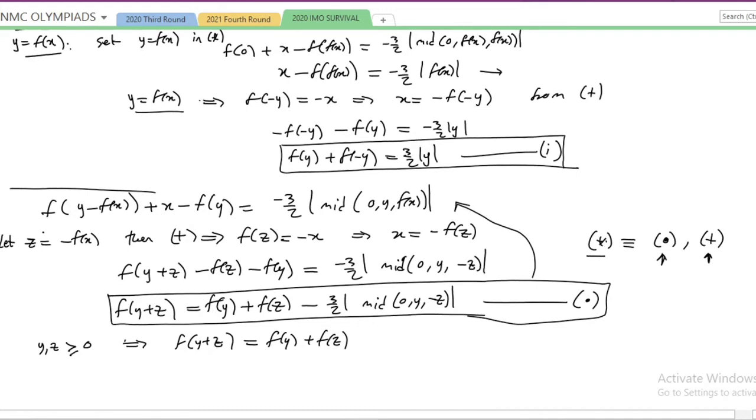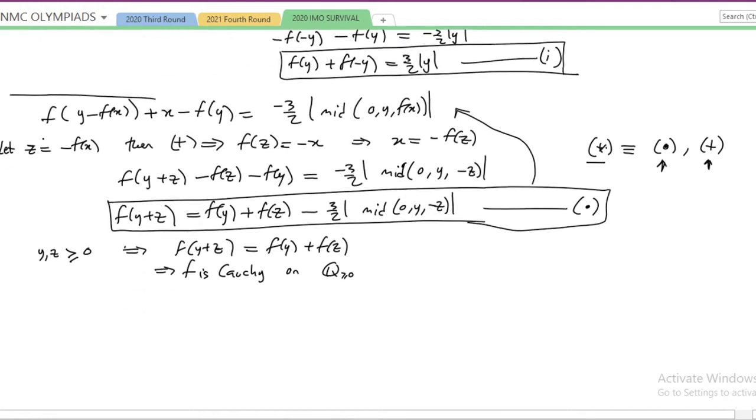To make this complete, we can include 0. That doesn't change anything. So we just do that, and we have this. So this means f is Cauchy on q greater than or equal to 0. And based on the Cauchy type equations, we know it's going to take the form f of x is equal to f of 1 times x for all x greater than or equal to 0.